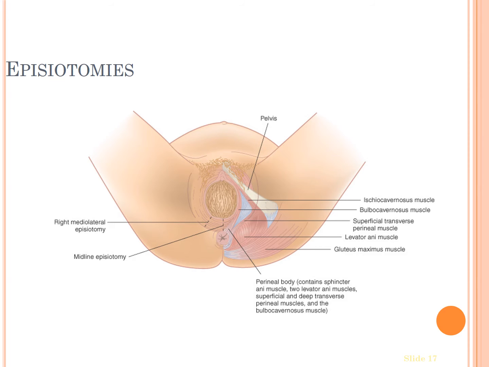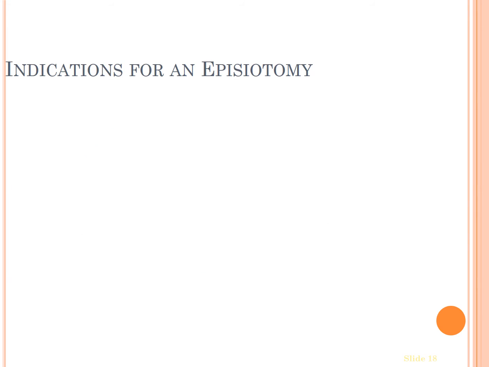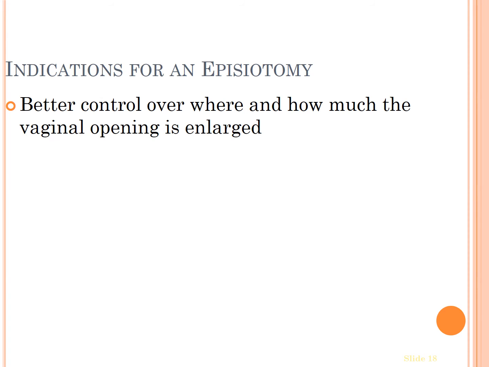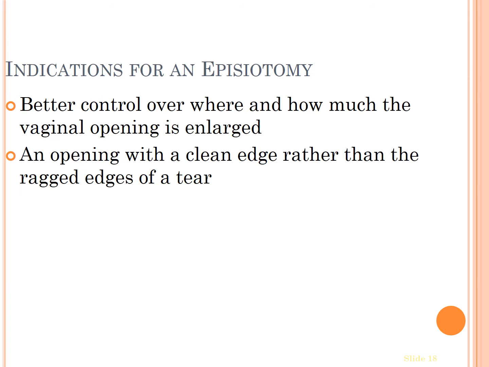Because through research, they have determined that if mom's going to tear, they're going to tear, okay, whether they have an episiotomy or not. So, some of the indications your book discusses: better control, yes or no. I mean, I think you could find different sides of that argument, okay? It provides a clean edge to sew up. Again, you'll find arguments on either side of the bench on that one.